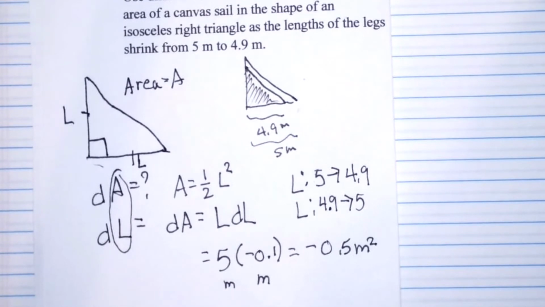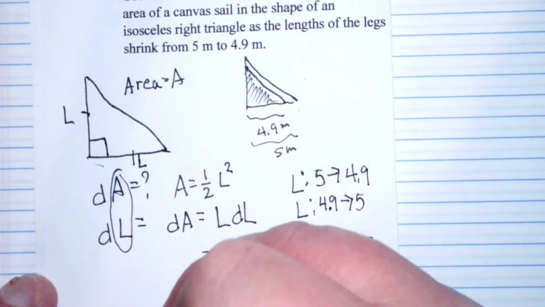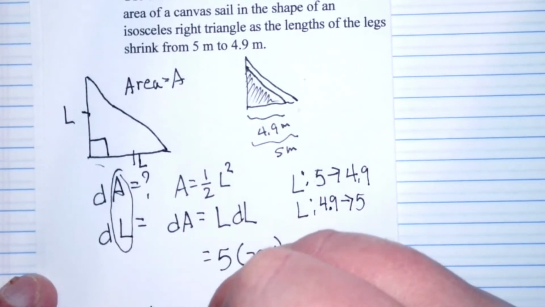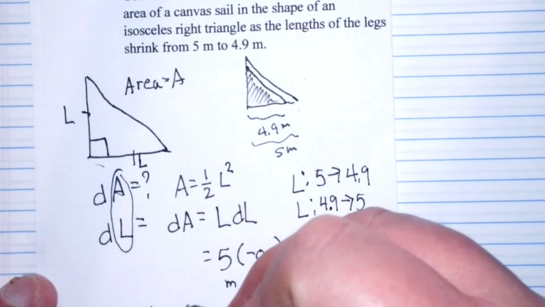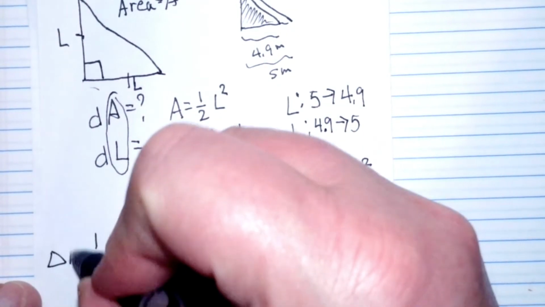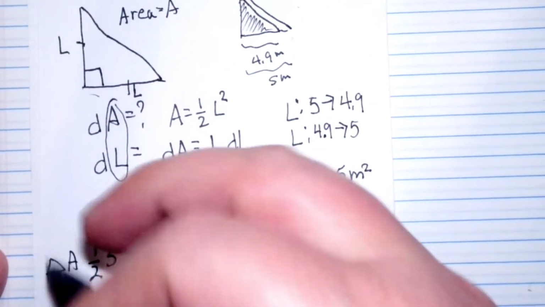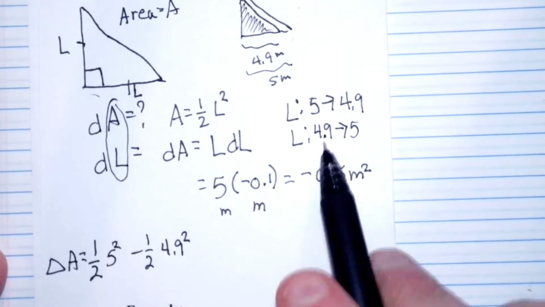So we estimate that the area of the sail changed by about a half a square meter. Now, to find the actual value, you would calculate 1/2 5 squared minus 1/2 4.9 squared, and so that would be delta A. Presumably this delta A is pretty close to dA.